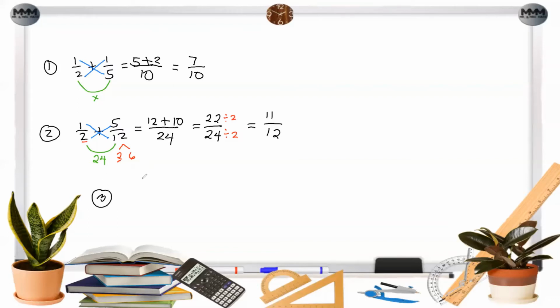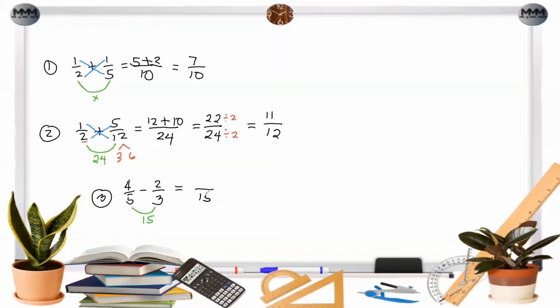Now in the third example, let me have 4/5 minus 2/3. Now in this case, we are subtracting two fractions, but still we will be using the same process. So we multiply the denominators to get the denominator of our answer. So 5 times 3 is of course 15. So that will be our denominator here.